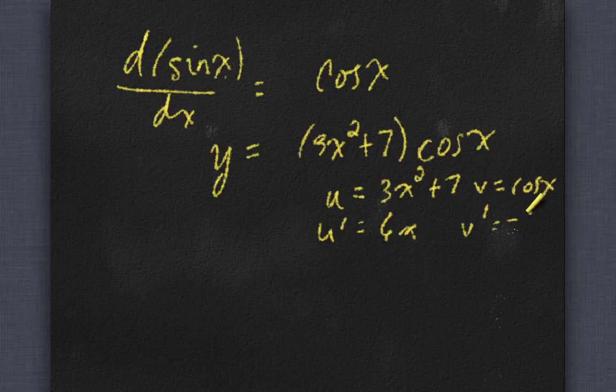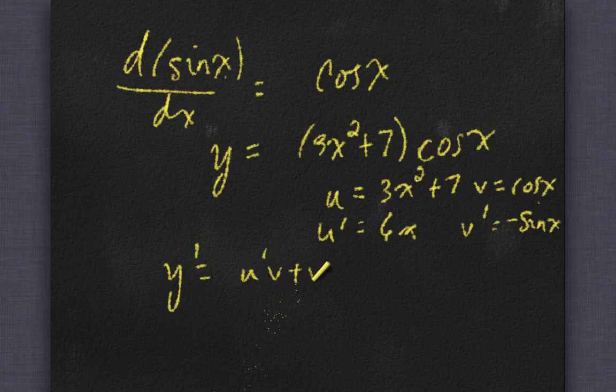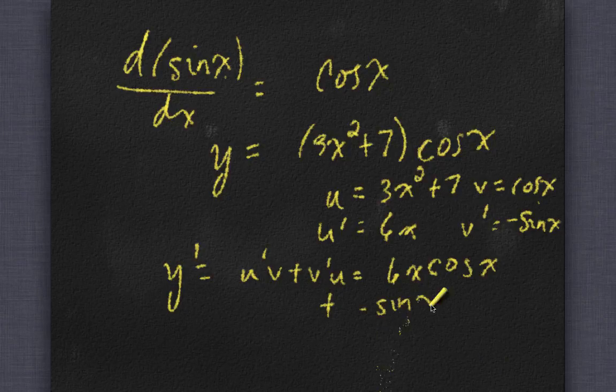Oh, sorry. The derivative of cosine is negative sine. Okay, so then y prime, 6x cosine x plus negative sine x times 3x squared plus 7. You can't really clean that up, so instead of plus a minus, you just write minus and then you'd call it done.